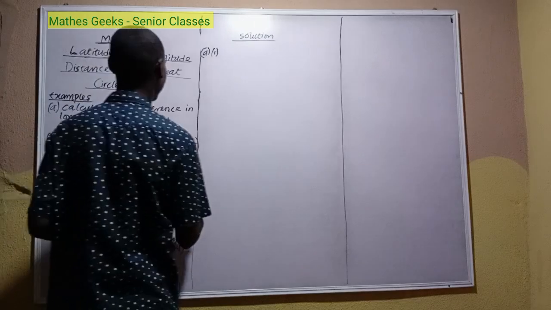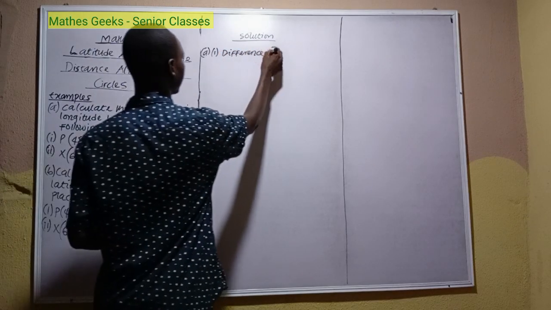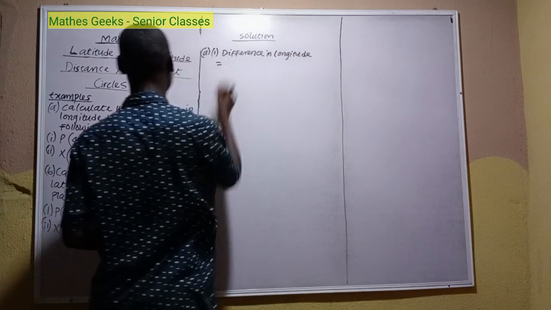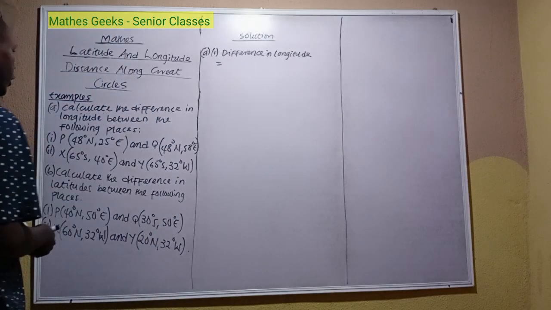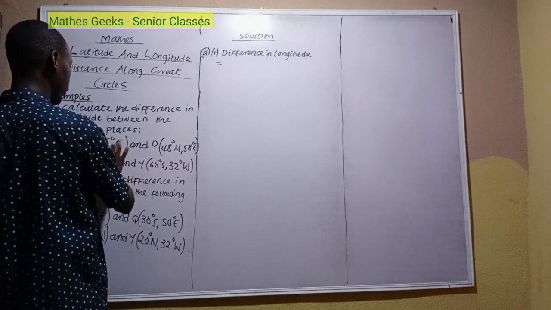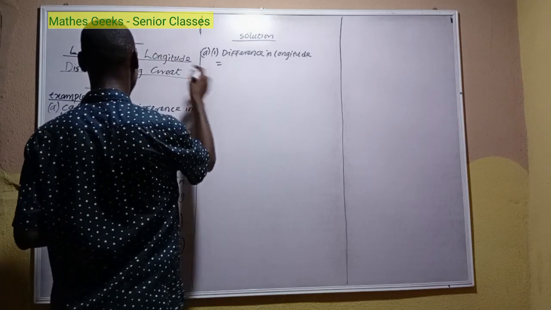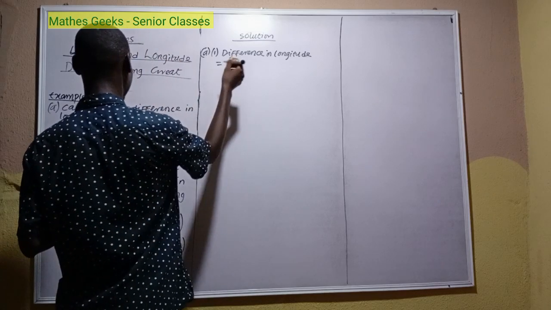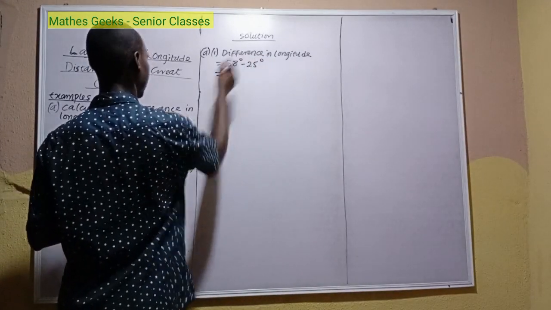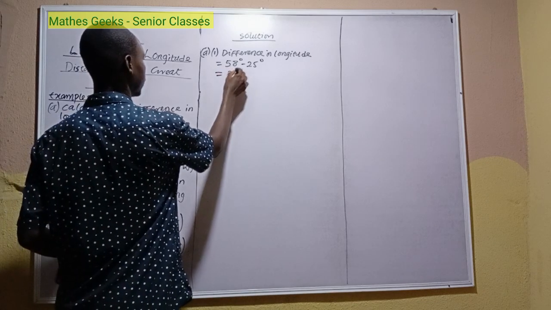So the difference in longitude will give us the angular difference. The question says calculate the difference in longitude. Since both of them are on the east, you're going to subtract the smaller longitude from the larger longitude. So this will give us 58 degrees minus 25 degrees. That's 33 degrees.